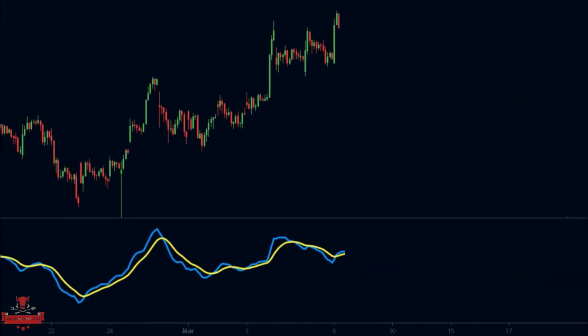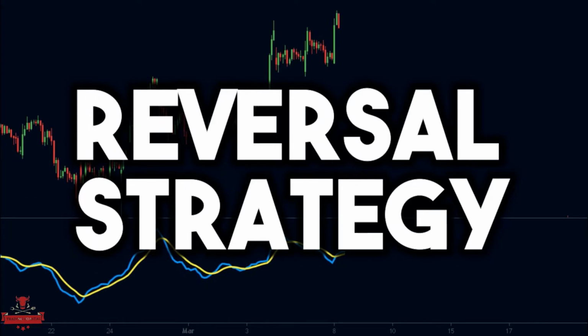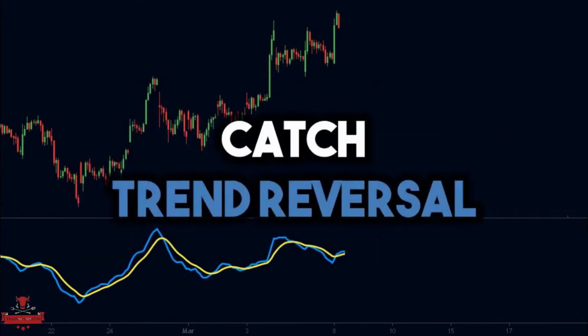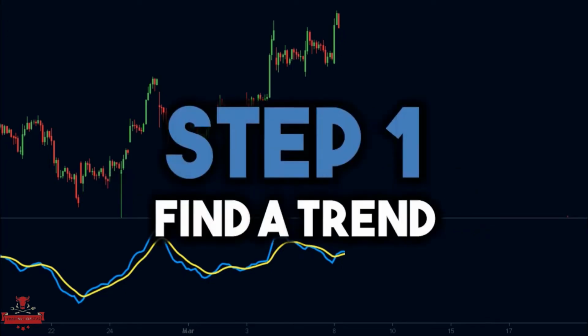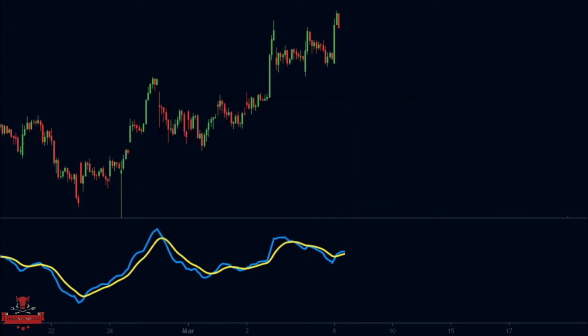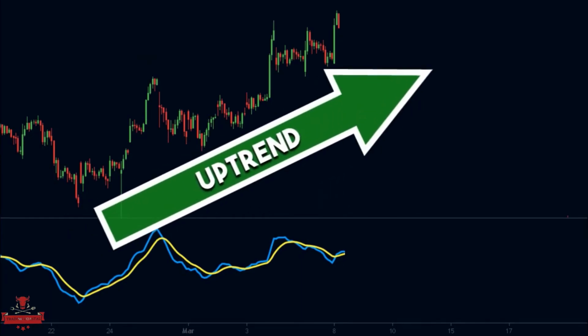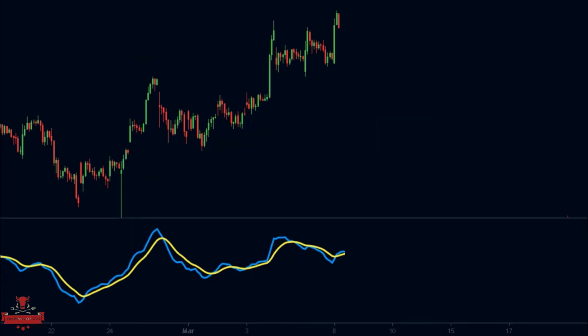Now let us look at the second strategy. This is a reversal strategy. In this strategy we aim to catch trend reversals and capture them early. The first step of the strategy is to find a trend. Look at this chart. Here we see that the price has been making higher highs and higher lows for quite some time now. Hence we can say that the stock is in an uptrend. We now have to wait for the trend to reverse.